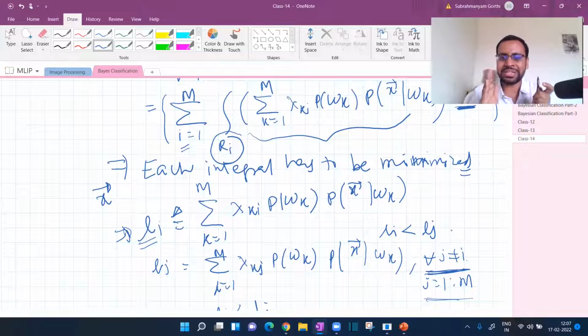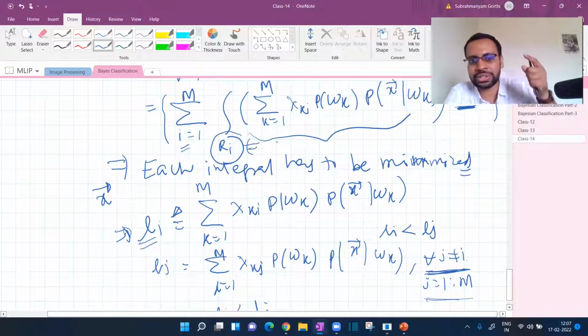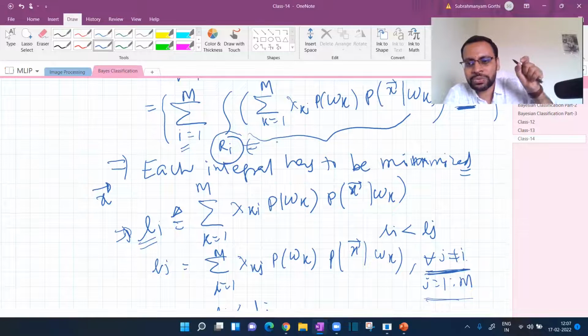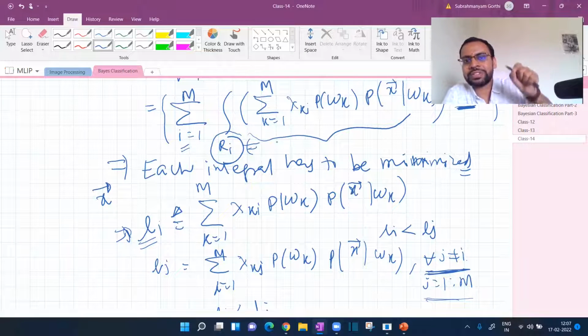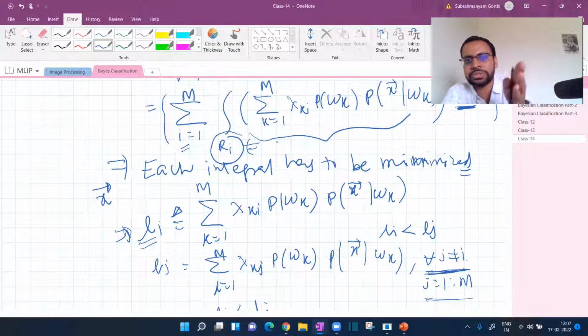Now, the assumption here is that you already know the R_i values here. We are not finding out the regions, rather, given a set of regions, to which region or to which class a given feature vector should be assigned. That is what we are computing. Since it's inside the summation, the one which gives you a minimum value, to that class you will assign it.